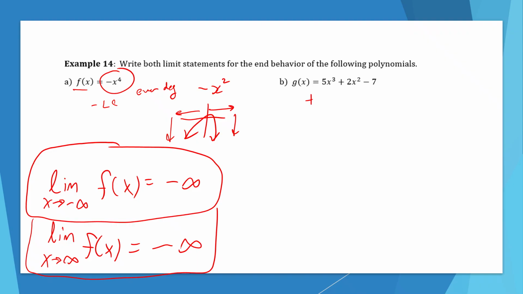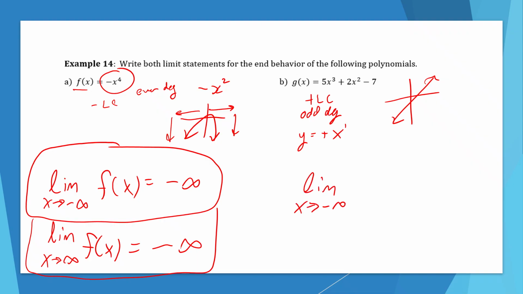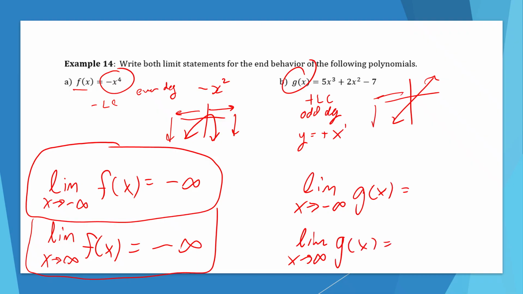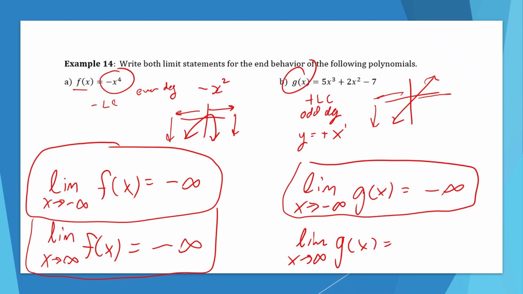For B, here we have a positive leading coefficient and an odd degree. So that's going to behave like y equals positive x to the first. So like this. And then the end behavior is going to be, I'm just going to start by writing both limit statements there. So negative and positive infinity. Here, notice it's g of x equals, and then as we go to the left, this is going down. So this should be negative infinity. That's our first one there. And then as we go to the right, this is going up. So this should be positive infinity. And that's going to be our limit statement there.